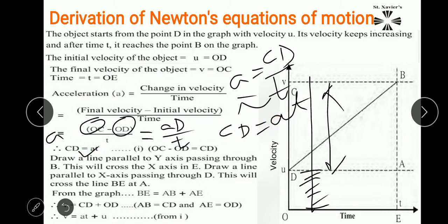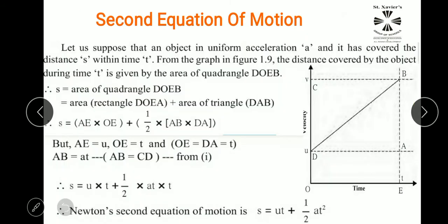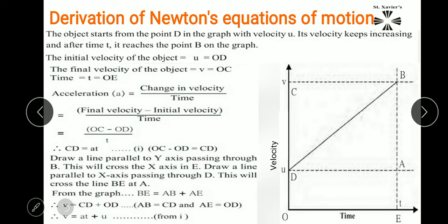So this is same, it is written over here, students. CD is equal to AT. So we got CD is equal to AT in this equation. Now here draw the line parallel to y-axis passing through. Here these parallel lines are drawn, students.